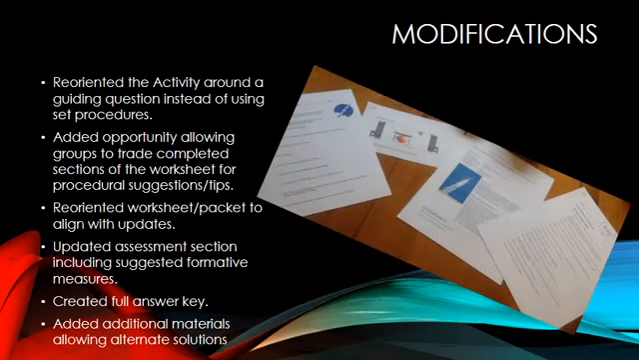As for key modifications, first I reoriented the activity around a key guiding question or challenge instead of using set procedures. I added opportunity for groups that were struggling to complete sections of the worksheet and trade that in for process suggestions or tips. I oriented the worksheet packet to align with all these updates. Updated assessment section including a suggested formative measure, created full answer key, and added additional materials to allow some creativity and alternate solutions.